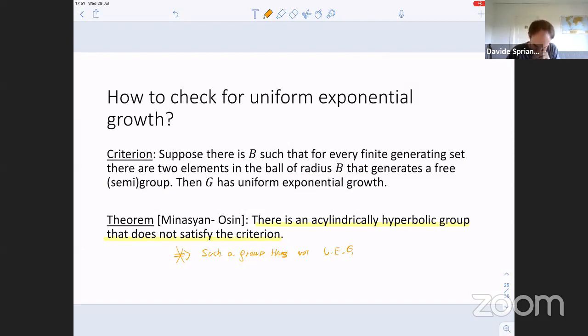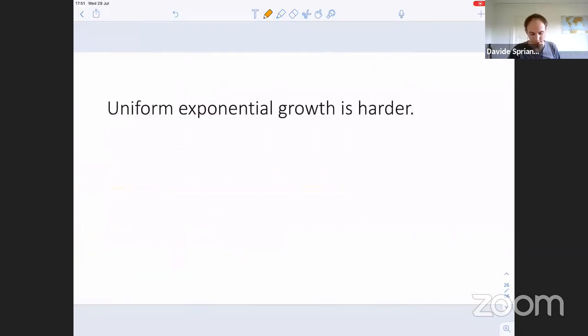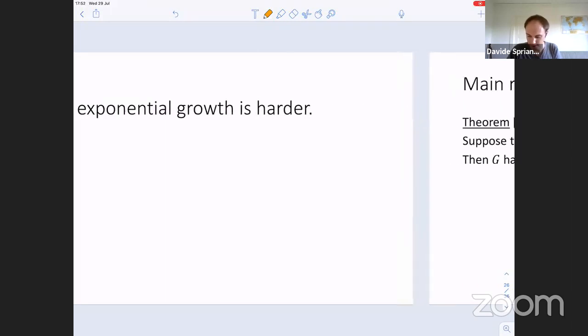Okay, very good. So this is the motivation. This is what we're going to talk about. And yeah, this is the punchline. Uniform exponential growth is harder. This is what we're going to talk about.